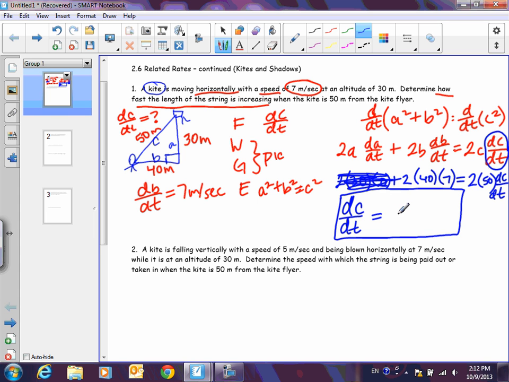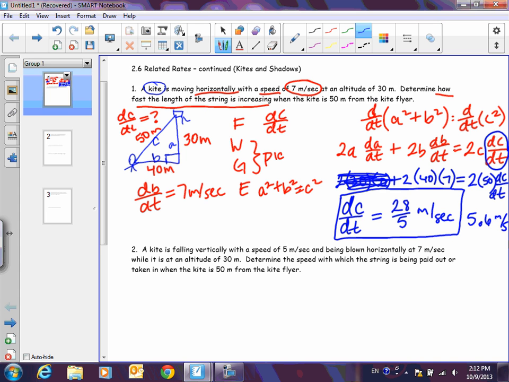What's the answer? 28 over 5. So I got 28 over 5. That's going to be in meters per second. Anybody get the decimal? 5.6. So either answer would be fine, but you do need meters per second either way you do it.